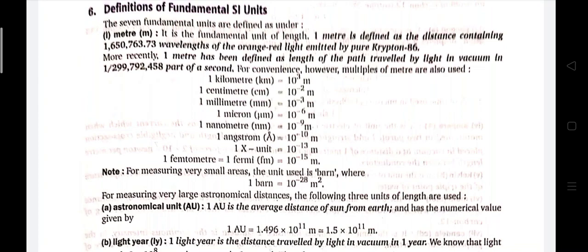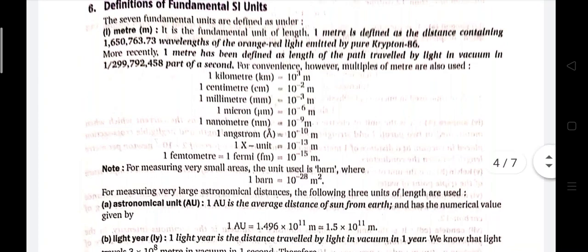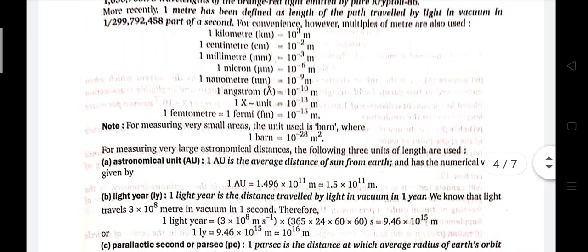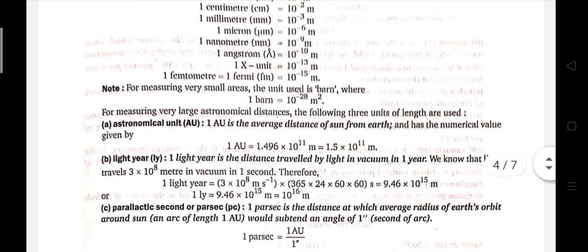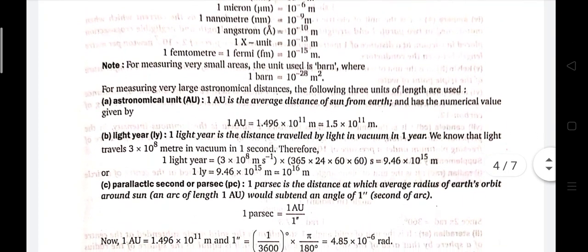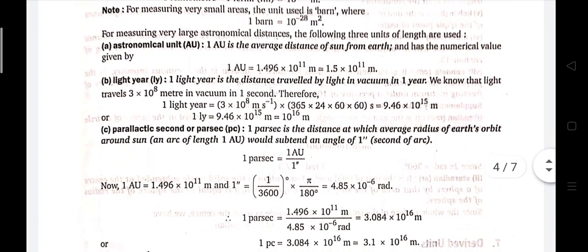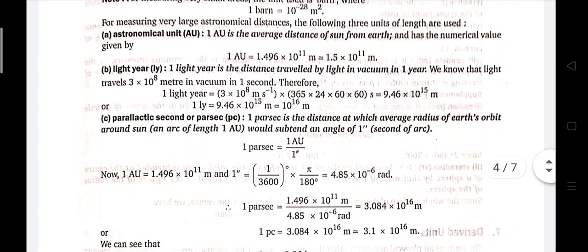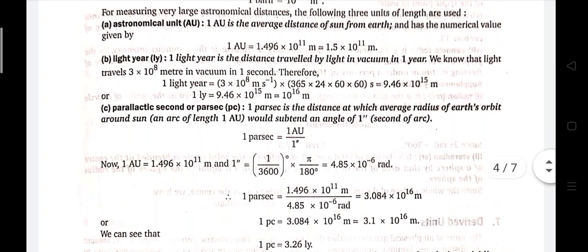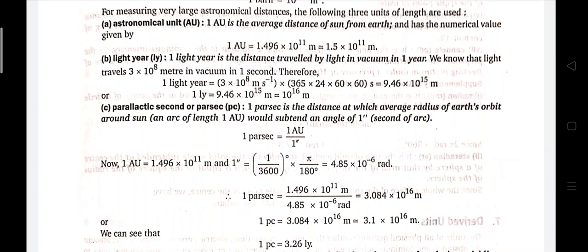Then light year, the distance travelled by light in 1 year. So 1 light year is equal to 9.46 into 10 raised to power 15 meter, approximately of the order 10 raised to power 16 meter. Then 1 parsec. 1 parsec is the distance at which the average radius of the Earth's orbit around the Sun would subtend an angle of 1 second. So 1 parsec is equal to 1 astronomical unit upon 1 second. There is a bit of calculation in there for you. 1 parsec is equal to 3.26 light year.